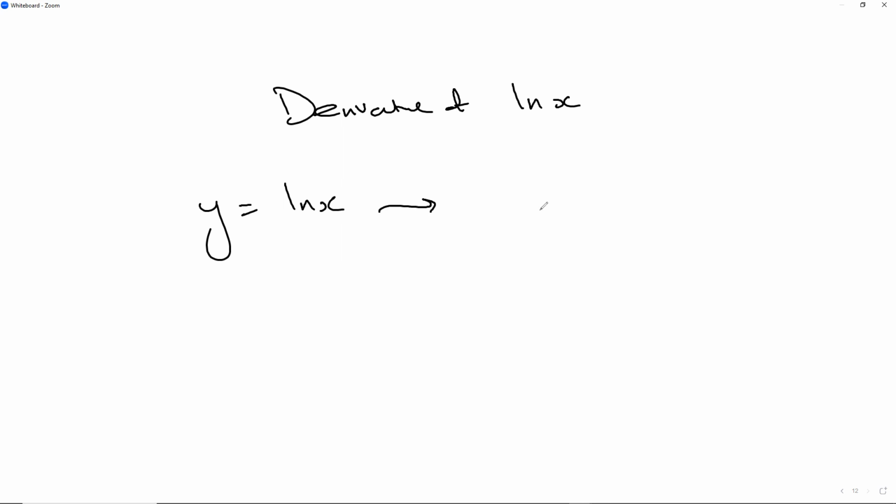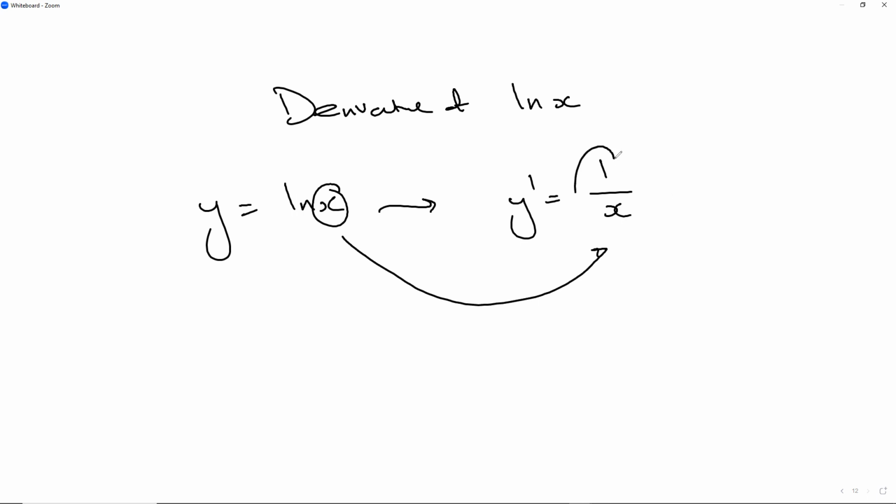And the one thing also we must remember is the derivative of ln x. If y is equal to ln x, then the derivative, or the slope, of this will be given by 1 over x. The first order derivative of this natural logarithmic function is equal to the reciprocal of that function. Okay, so the reciprocal of that function is the derivative.